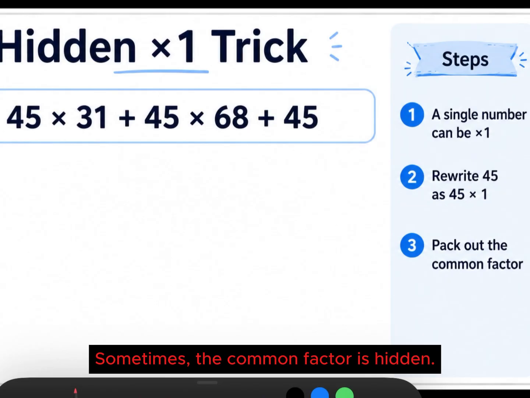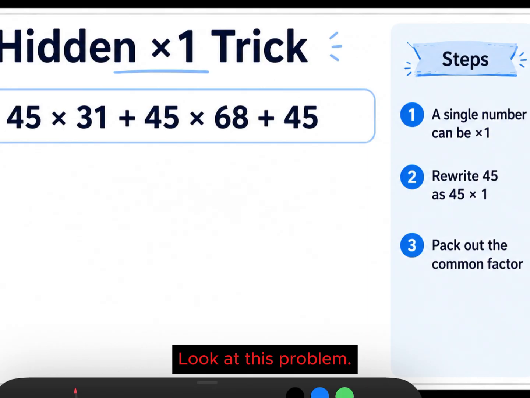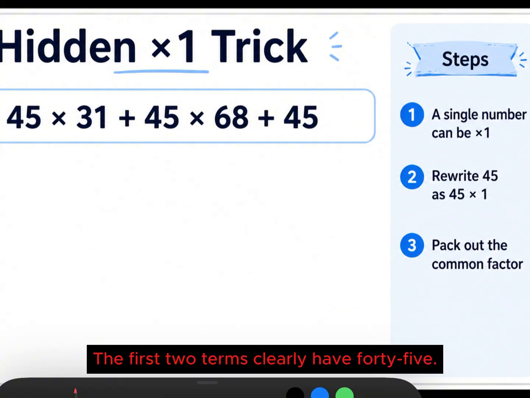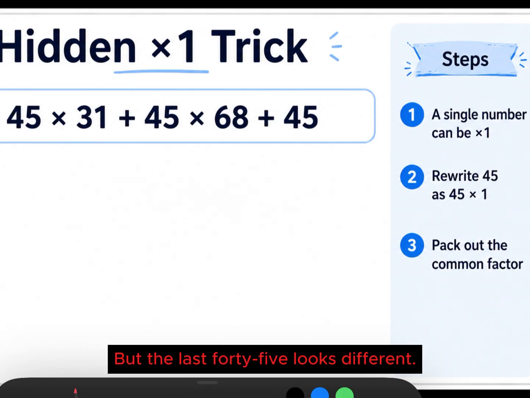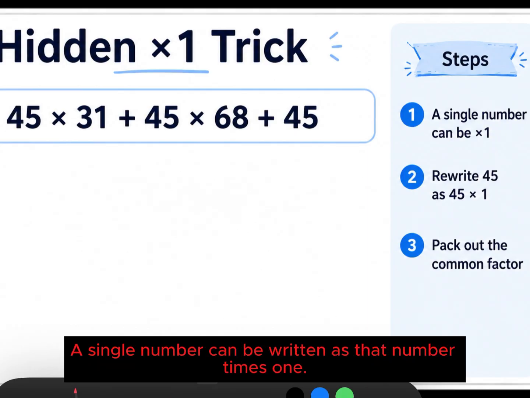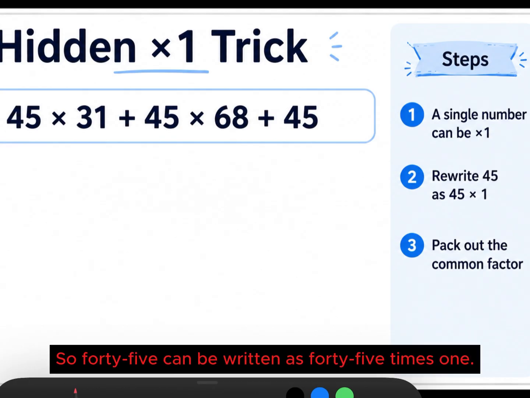Sometimes the common factor is hidden. Look at this problem. 45 times 31 plus 45 times 68 plus 45. The first two terms clearly have 45, but the last 45 looks different. Here is a trick. A single number can be written as that number times 1. So 45 can be written as 45 times 1.